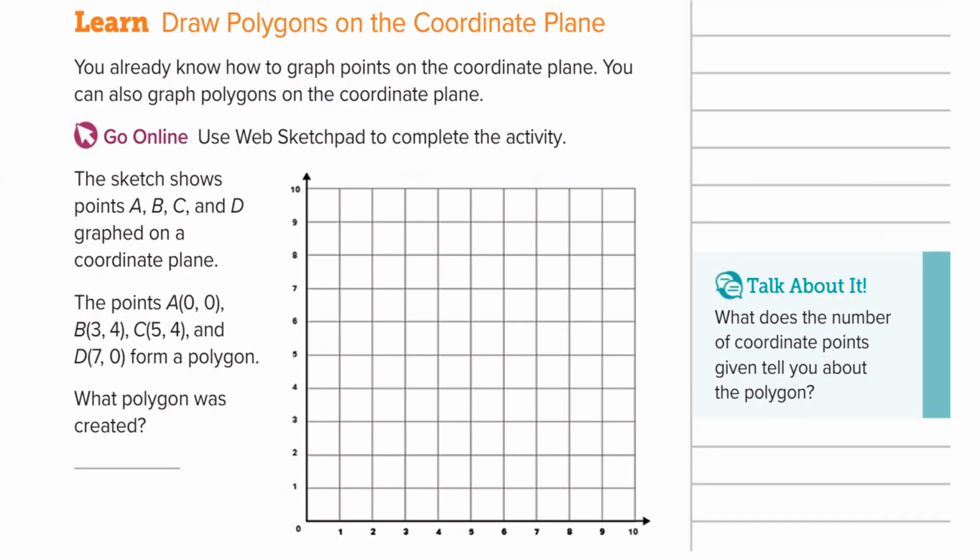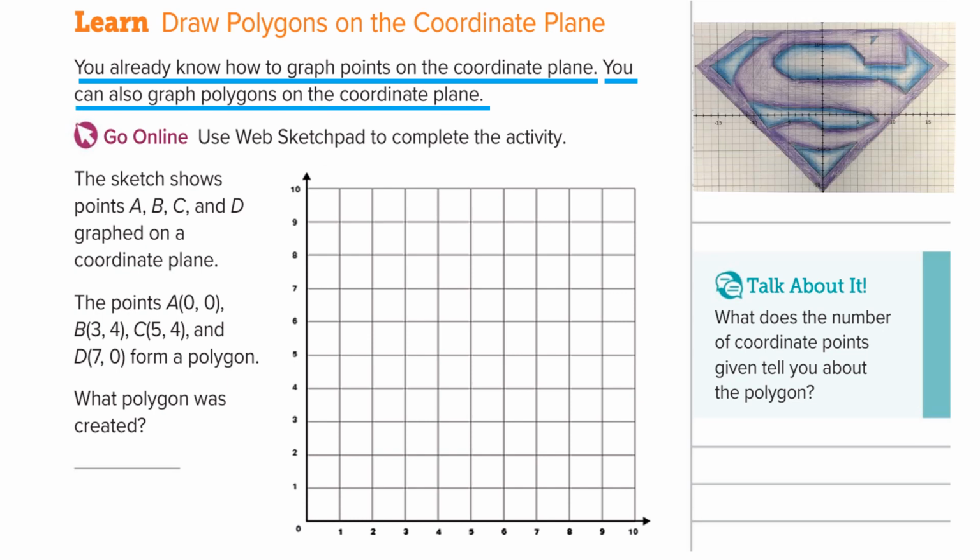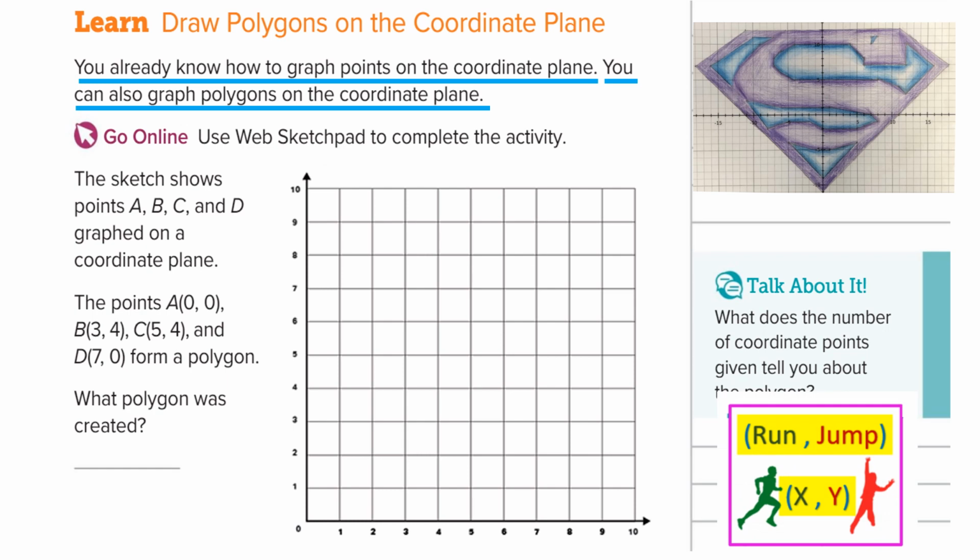So when we get into this, it says you already know how to graph points on a coordinate plane. You can also graph polygons on a coordinate plane. And we have done that multiple times. Remember shapes like this? You know how to graph points and shapes on a coordinate plane. So that's not difficult. But I'm going to always review how we do it.